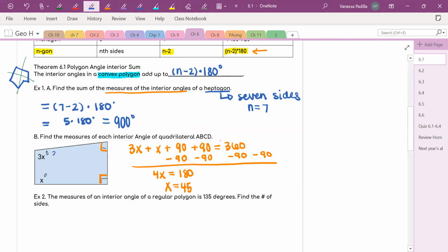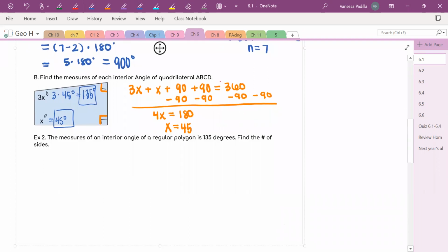So 3 times 45 degrees. And then this one would just be 45 degrees. So 3 times 45 degrees is 135. So these would be our two answers here.